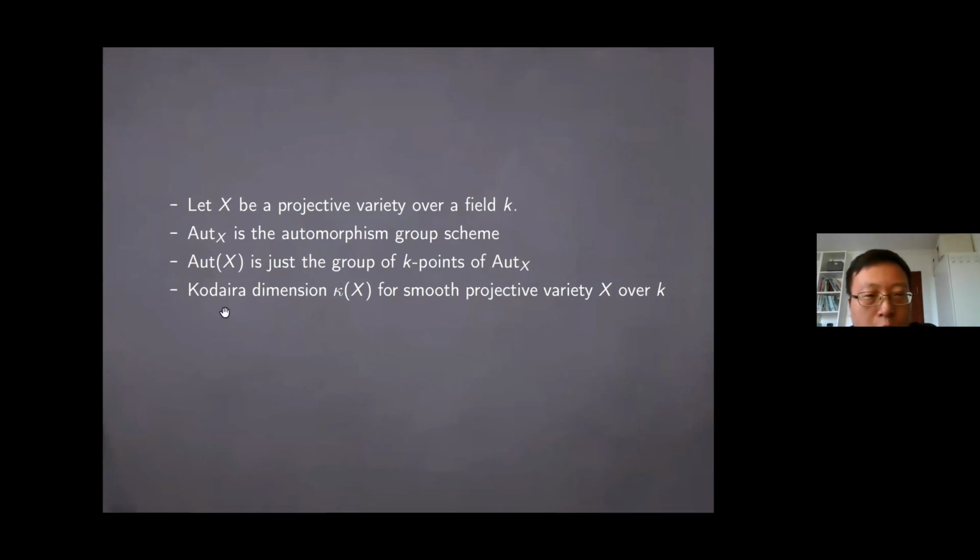And in the end, we need some Kodaira dimension arguments. So for safety, we need to assume the projective variety over K is smooth. Then we can define Kodaira dimension.